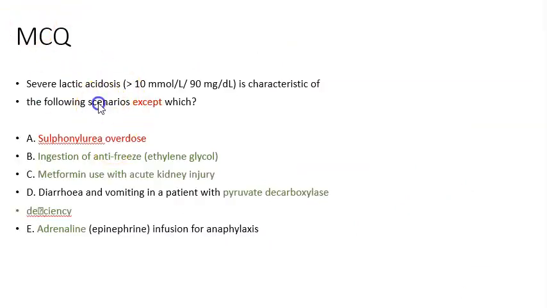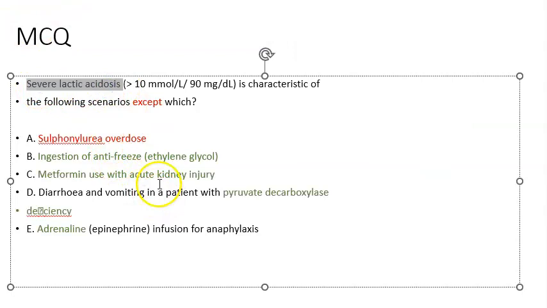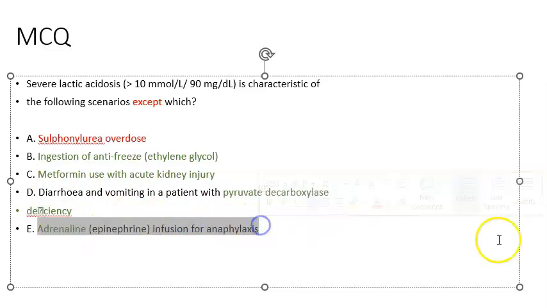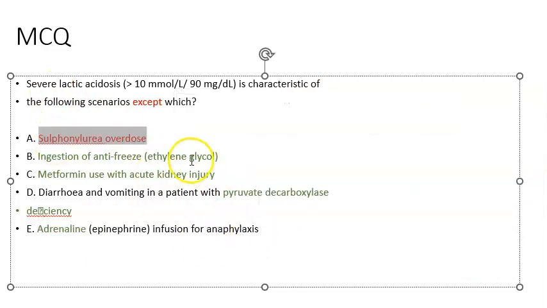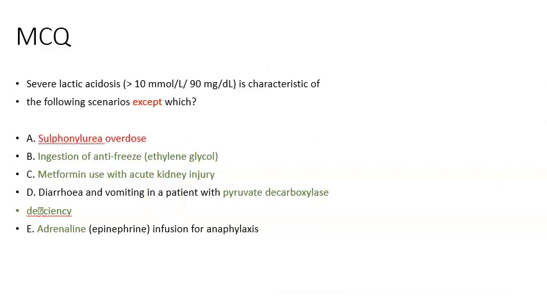So let us take some MCQs here. Severe lactic acidosis will happen in which scenarios? Ingestion of some toxin like antifreeze. Using metformin with acute kidney injury will cause severe lactic acidosis. When there are pyruvate decarboxylase deficiencies, that means some enzyme deficiency, or if you're taking an adrenaline infusion, there can be severe lactic acidosis. Sulfonylurea overdose will actually cause what? Hypoglycemia actually. Very good. So this is one MCQ.